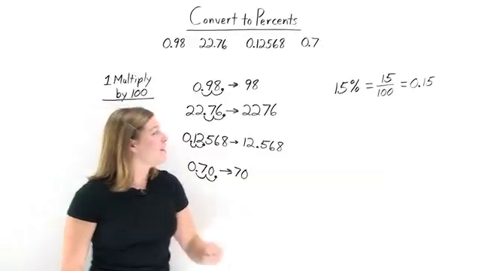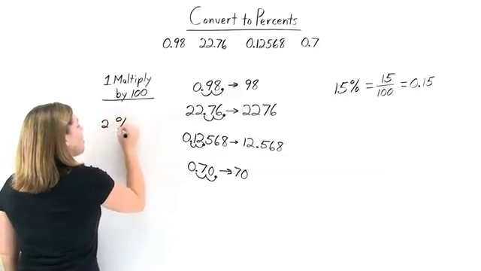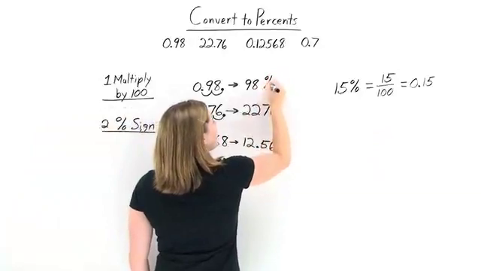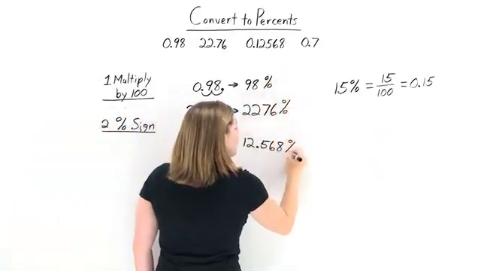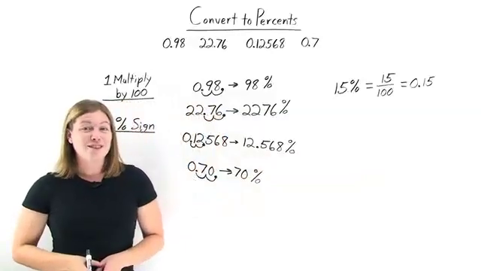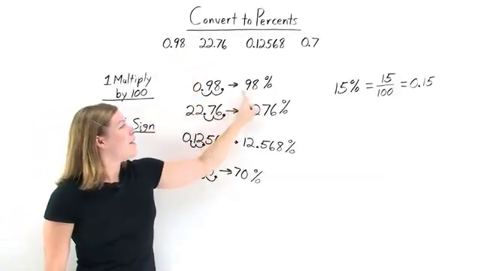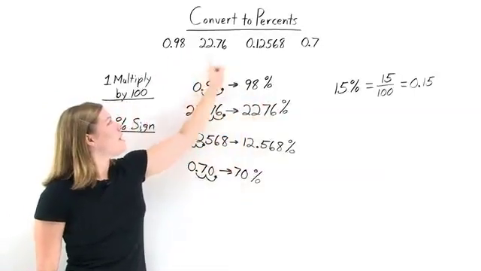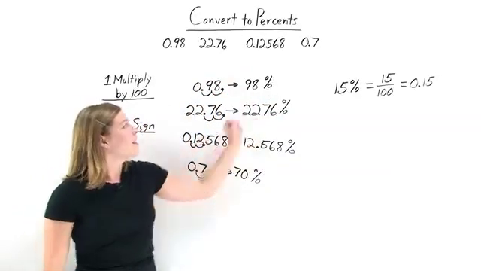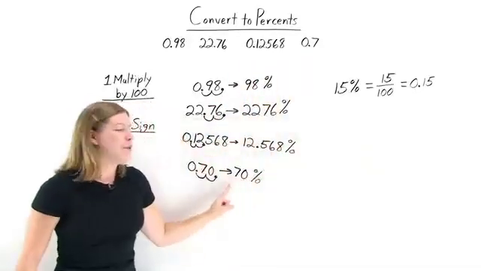But they're not percents yet. In order to be a percent, we need to have that percent sign. So in step number 2, we need to put a percent sign behind each one of the numbers we just got. Once we put that percent sign, we have the percents that we were looking for. So now we've converted all of these decimals into percents. 0.98 goes from a decimal and becomes 98%. 22.76 is the same as 2,276%. This decimal becomes 12.568%, and this decimal becomes 70%.